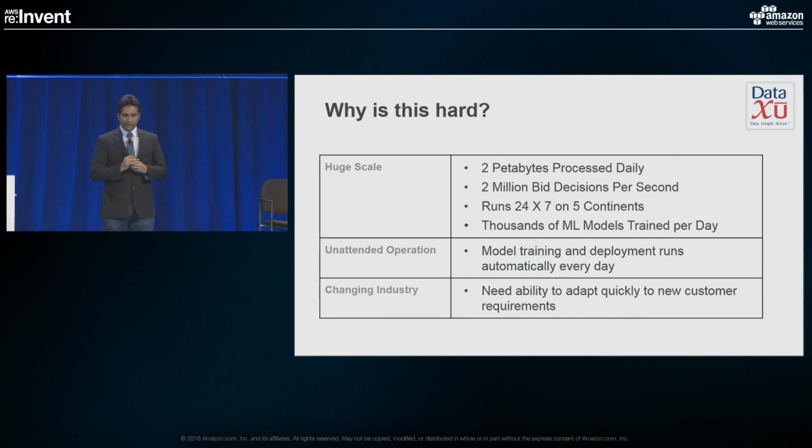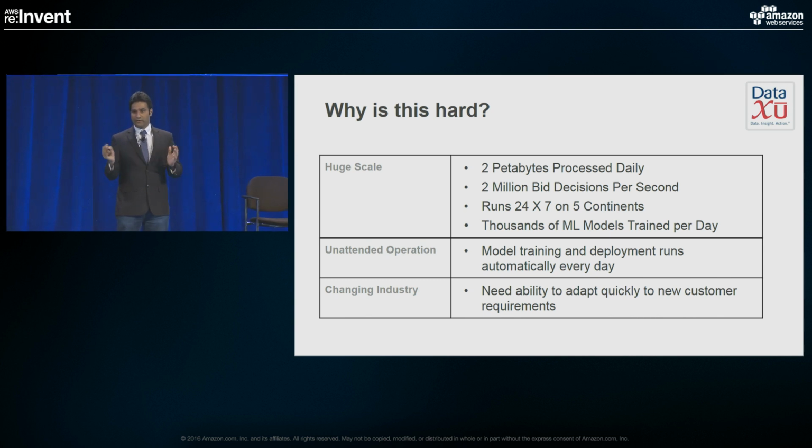So what we have here is every day, we have to use 2 petabytes of data and train machine learning algorithms from it. Because all the ads that we are serving on the internet, we are collecting all this data and we are training classifiers from it, right? So it's a lot of data. And we are training thousands of classifiers every day for all the different advertisers that we are serving ads to.